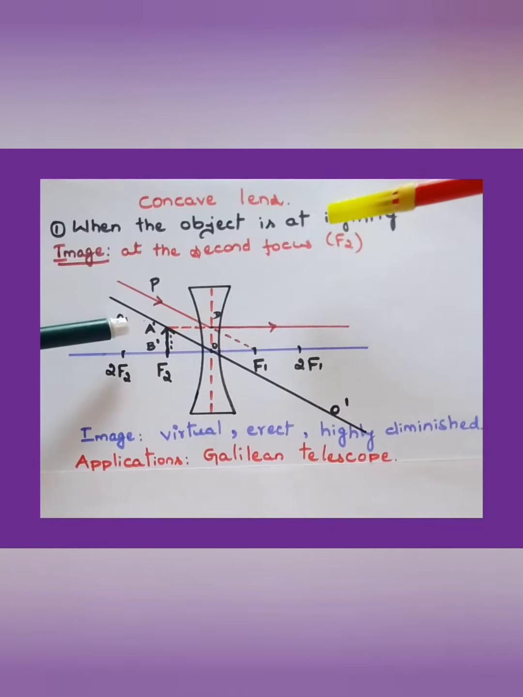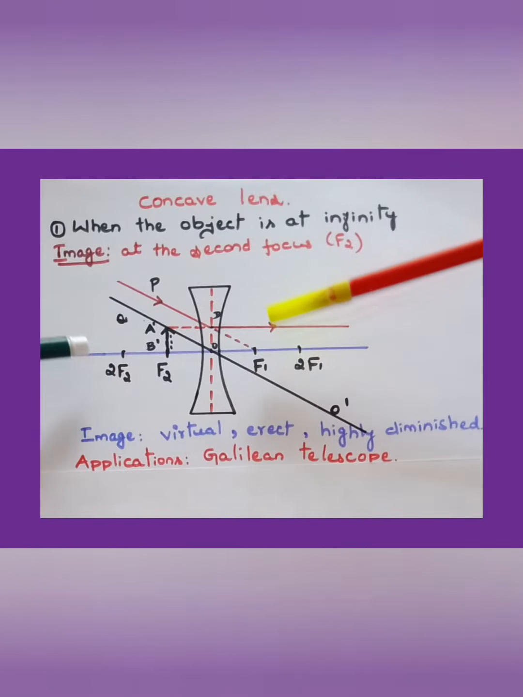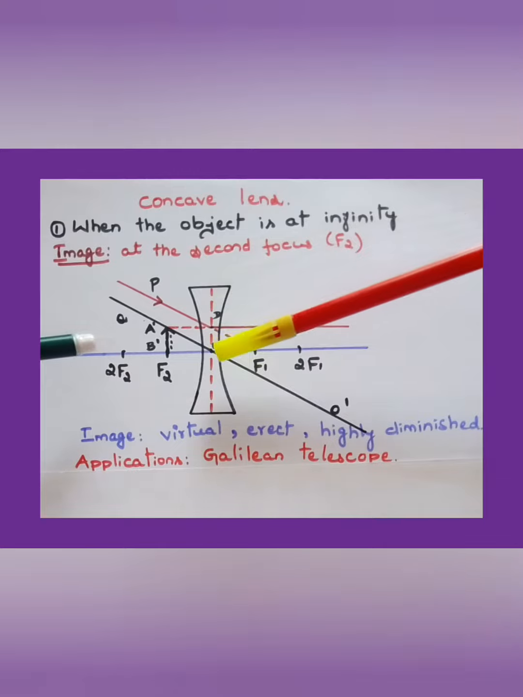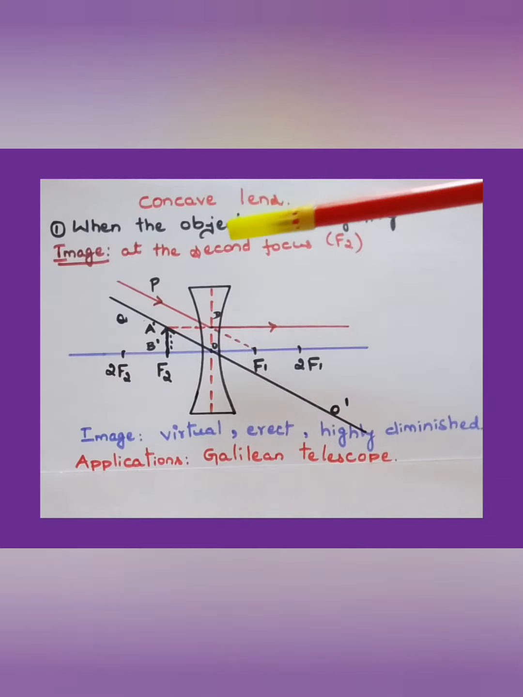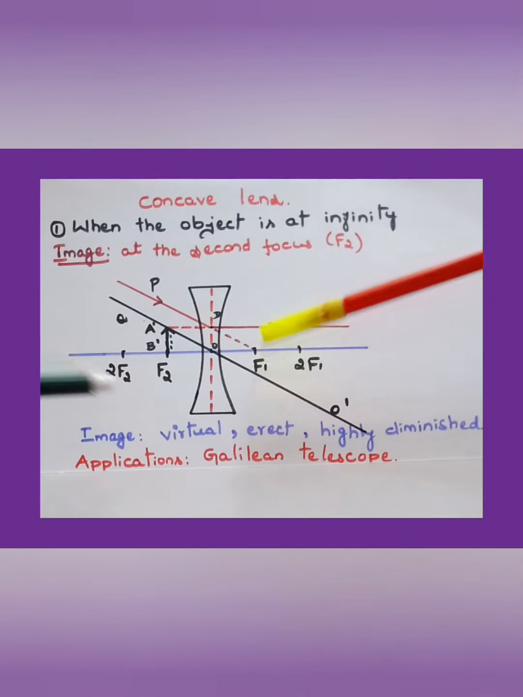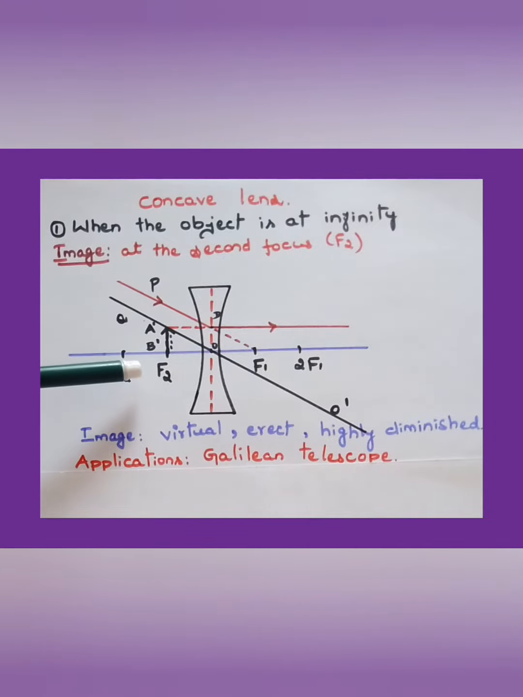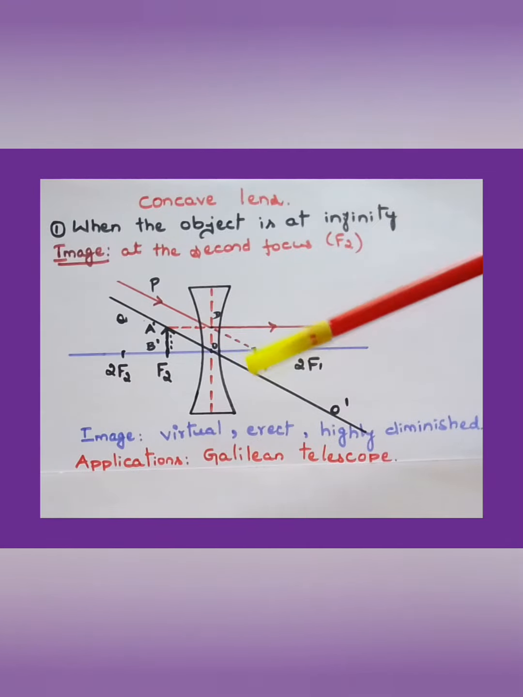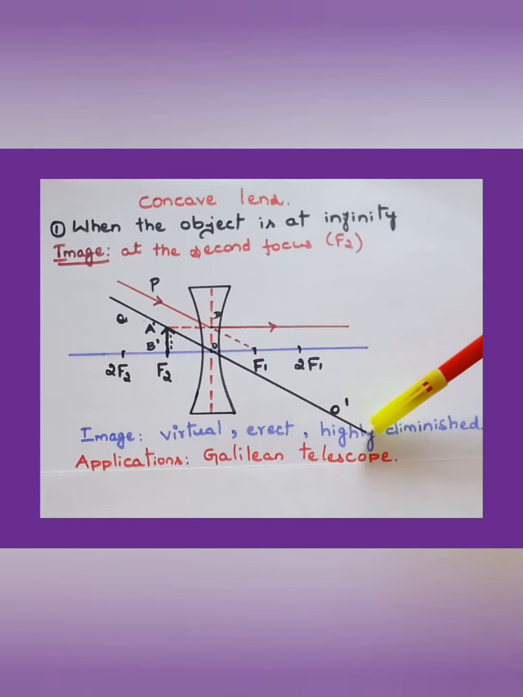And the image formed, you can take as a virtual and erect image, not an inverted image. This should be a dotted line. Okay, so this is the image formed, and A dash B dash is the image. Remaining all, you know how to draw the baselines, and the optical center also, please mark it. Okay, so when the object is at infinity, the image is formed at the second focus. For this concave lens, the first focus is here, the second focus is here. So the image is formed at the second focus, and the nature of the image is virtual, erect, and highly diminished. And this is applied in the case of the Galilean telescope.